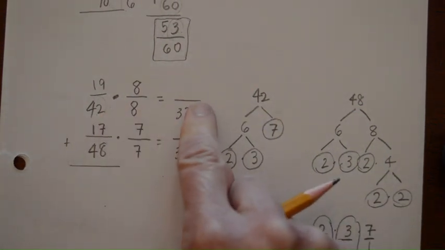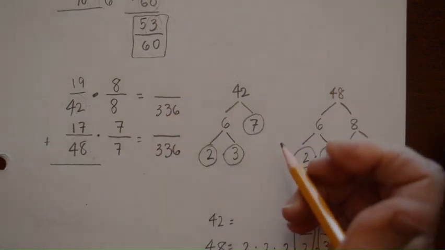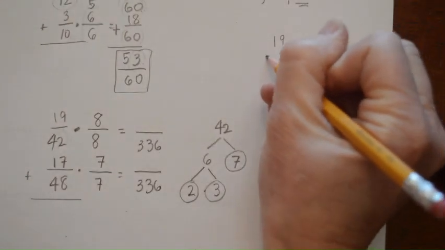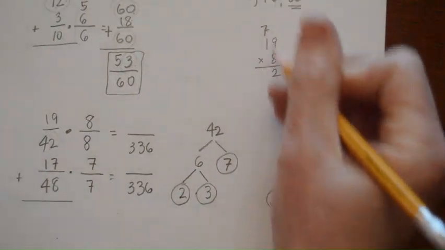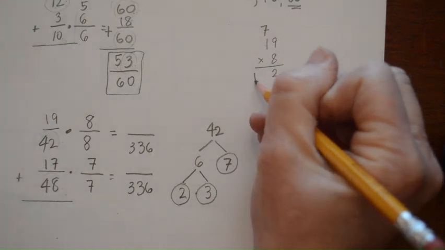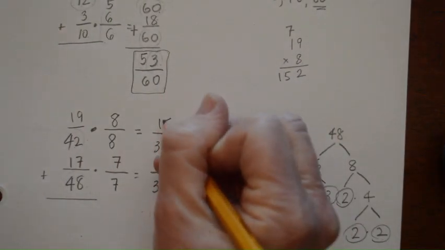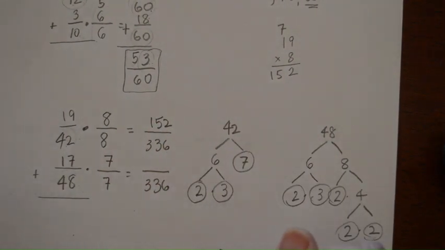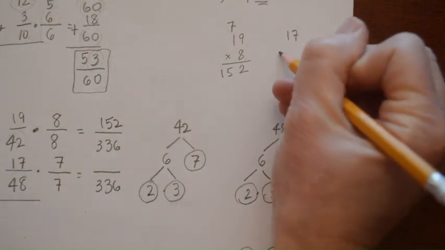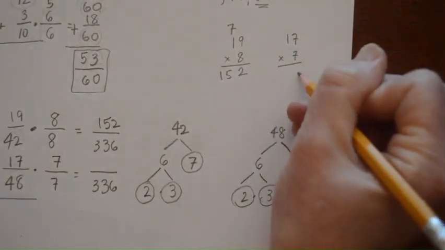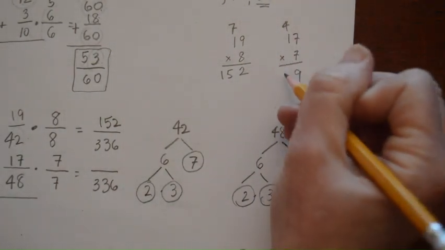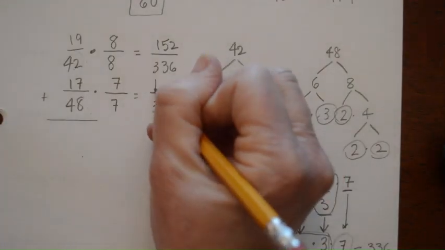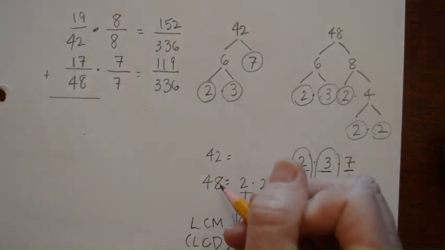Okay, now let's do that multiplying. I have to do 19 times 8. I'm going to come up here just so I can use this space down here later. 19 times 8. 9 times 8 is 72. 8 times 1 is 8 plus 7 is 15. So this is going to be 152. And then 17 times 7. 7 times 7 is 49. 7 times 1 is 7. Plus 4 is 11. So this has to be 119.